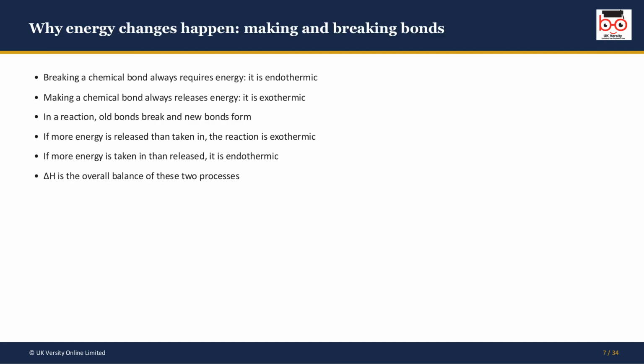So why do these energy changes happen at all? It comes down to bonds. Breaking a chemical bond always takes energy in, so it's endothermic, while making a bond always gives energy out, so it's exothermic. In any reaction, old bonds break and new ones form, and delta H is simply the overall balance between the two. If more energy is released making bonds than was needed to break them, the reaction is exothermic. If it's the other way round, it's endothermic.